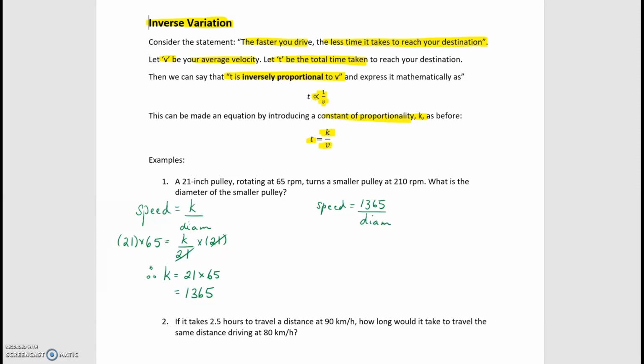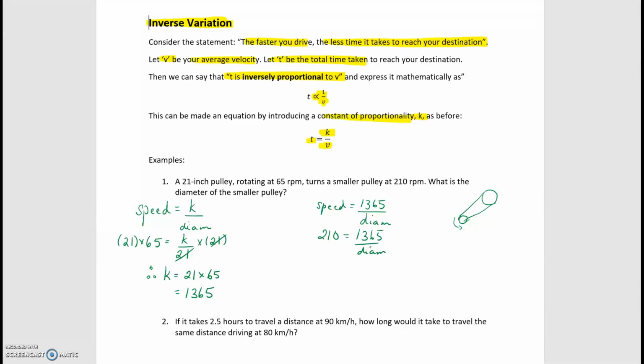Now, before I even finish solving this question, I want to think about what kind of answer I'm going to have. I had a 21-inch pulley, and it was rotating at a certain speed, and it's turning this smaller pulley, which has a faster speed. So its diameter has to be smaller. So now let's put some numbers in. We're going to put in our 210 for our speed, and we want to solve for the smaller pulley's diameter.